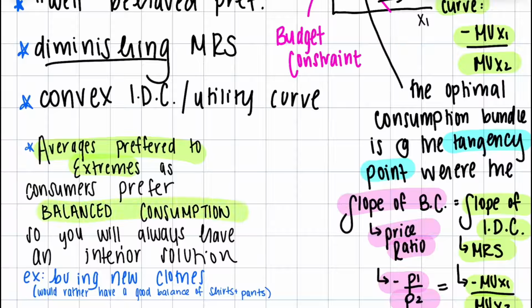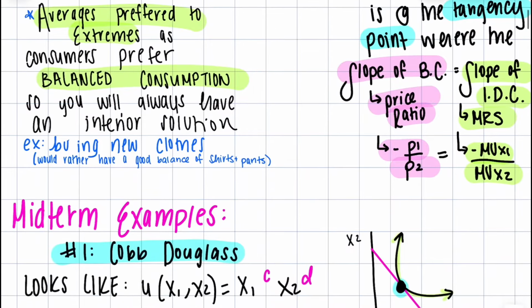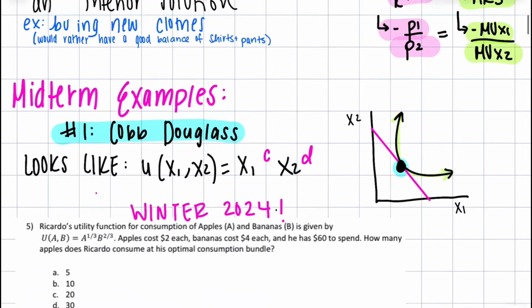I like to think of it as buying new clothes. Let's say you lost your luggage on a trip. Would you rather have 9 shirts and 1 pair of pants, or like 6 shirts and 4 pants? You probably would rather have 6 and 4, so we want a balanced bundle.